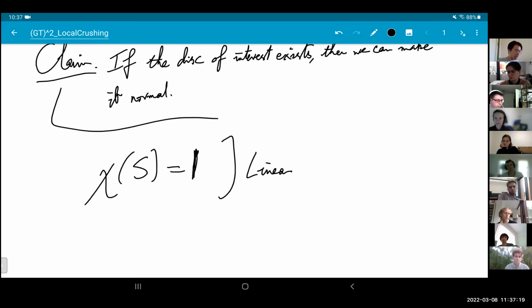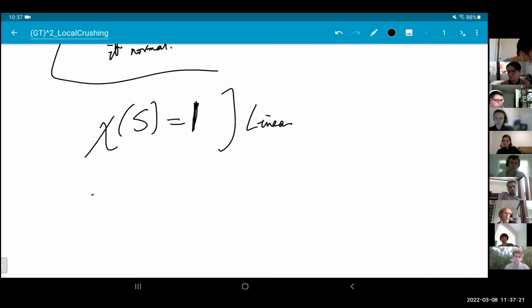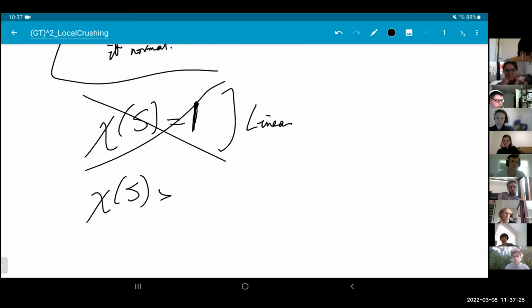So what we do is we replace this with, so we don't want this. We replace this with Euler characteristic positive. And what this means is if you find a rational solution, you can scale it to a positive integer solution. And so this turns into an easier problem.